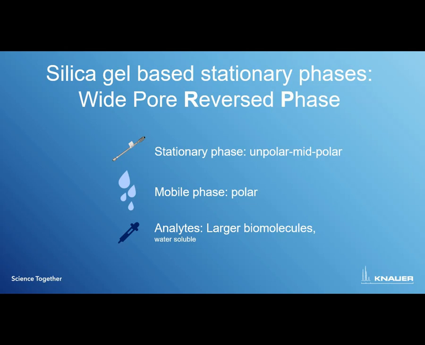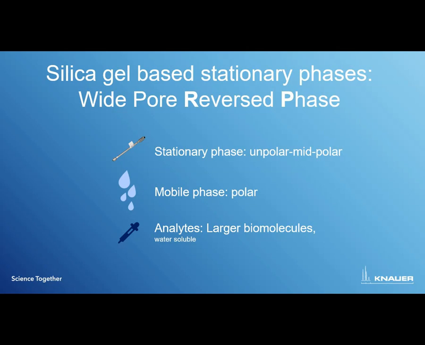So again, what is the widePore reversed phase model like? You use a stationary phase that is really unpolar or maybe a little midpolar. You will see what I mean with that later on. But typically you also use the same as in reversed phase, but with wider pores in the silica gel material. The mobile phases you use are more polar, again like in reversed phase mode. And the analytes are larger biomolecules.